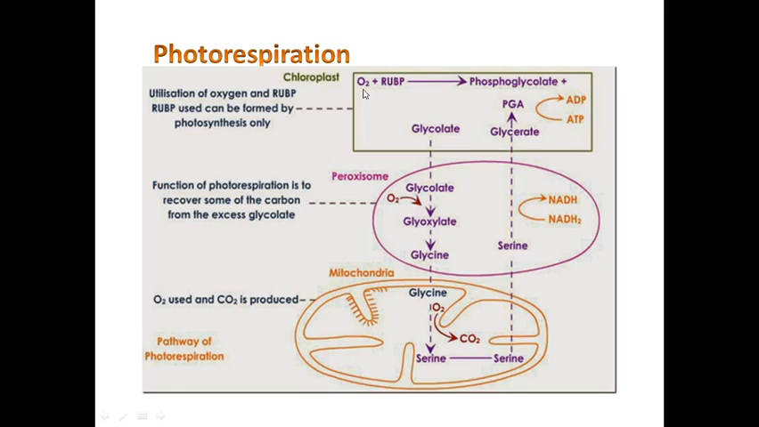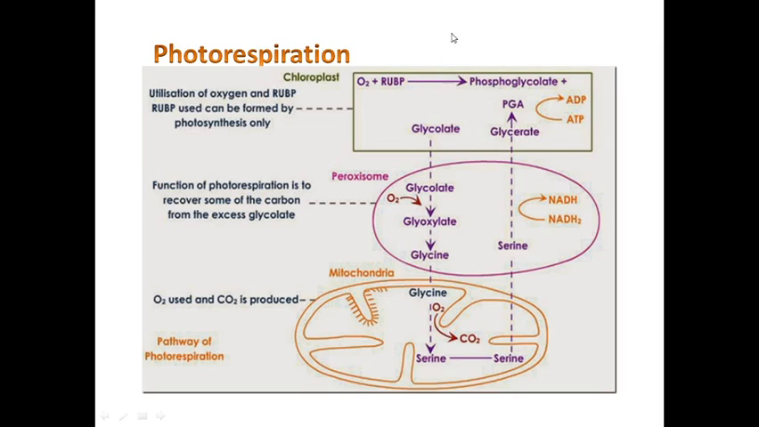Rubisco, you know, is a bifunctional enzyme. It behaves as a carboxylase in the presence of carbon dioxide, and in the presence of oxygen it behaves as an oxygenase. It catalyzes the reaction of oxygen plus ribulose bisphosphate, giving phosphoglycolate. This phosphoglycolate cannot be used in the chloroplast.